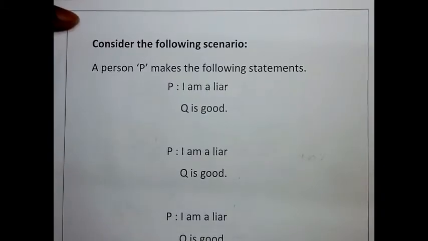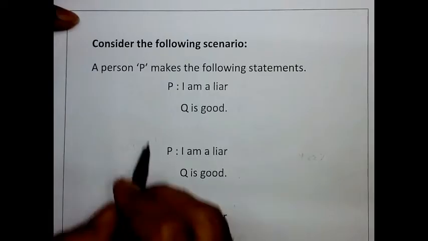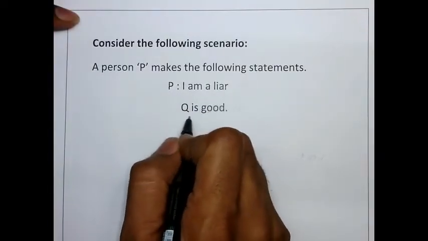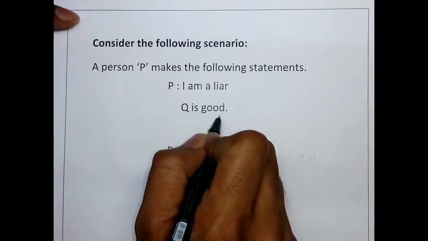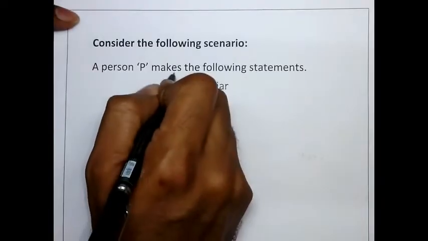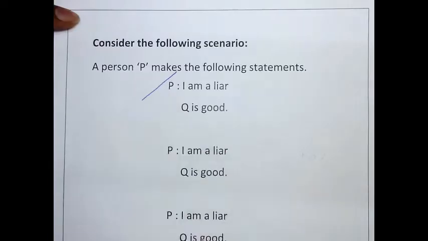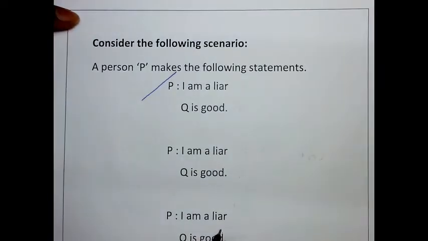Let us consider the trigger statement. A person P makes the first statement, I am a liar, and then he says Q is good. What is the nature of this person P? Is he a truth teller, a liar, or an alternator? Let us go by the assumption, conflict, contradiction part.